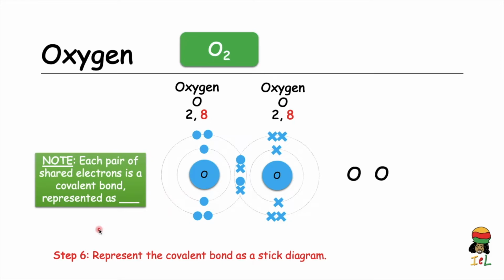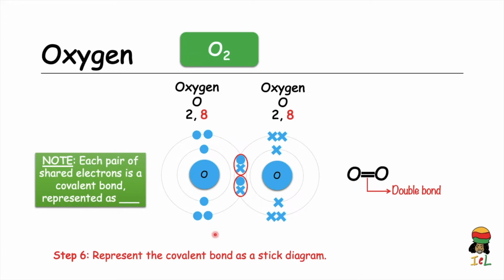Next, we write the symbols of the atoms in the order in which they bonded in the dot and cross diagram. Make sure to leave sufficient space between the symbols to record the number of covalent bonds formed between the atoms. Let us check to see how many pairs of shared electrons occurred between the 2 oxygen atoms. As we can see, there are 2 pairs of shared electrons. Therefore, we draw 2 parallel lines where each parallel line represents a pair of shared electrons between the oxygen atoms. When 2 covalent bonds exist between 2 atoms, it is called a double bond.